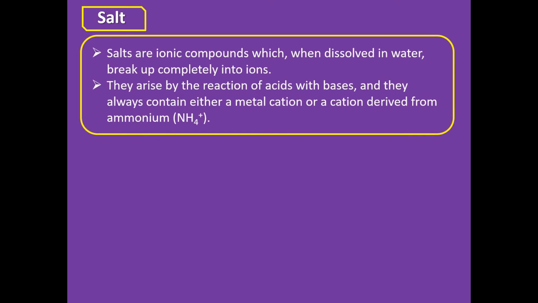Nomenclature of salt. Salts are ionic compounds which, when dissolved in water, break up completely into ions. They arise by the reaction of acid with base, and they always contain either a metal cation or a cation derived from ammonium ion. So how to give the name of a salt?